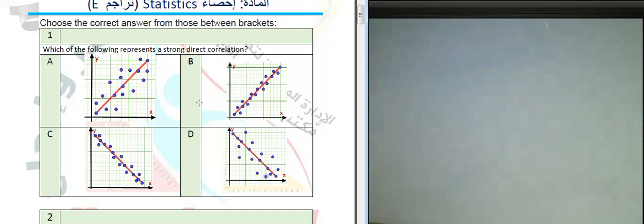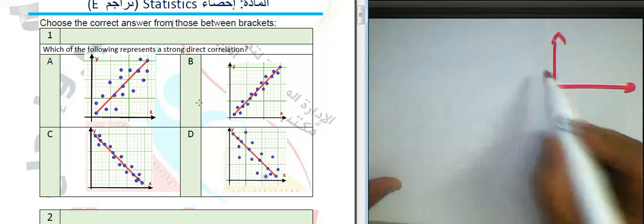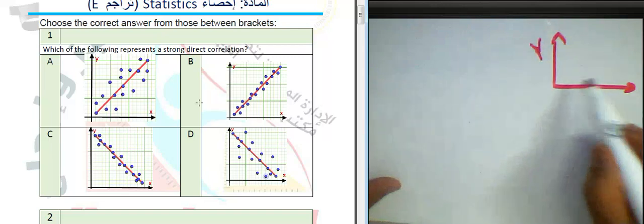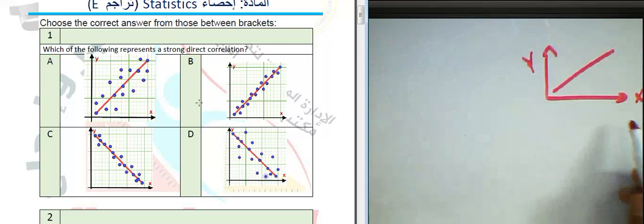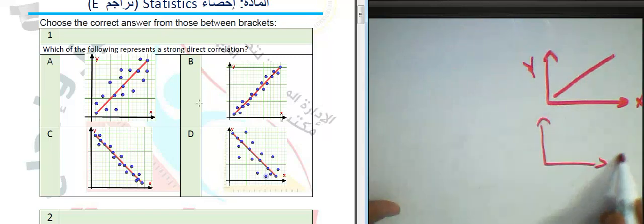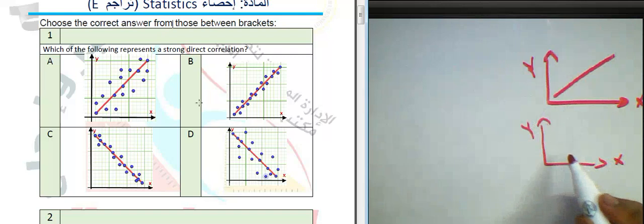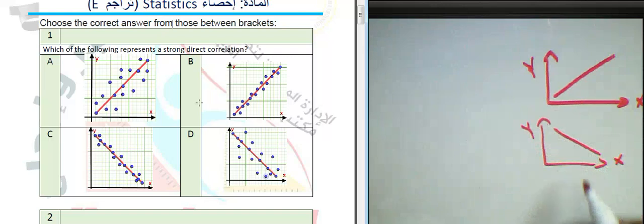Look here. If we draw the relation between y and x, it will be here. It will be what? Direct. We call it direct correlation. But if we draw the relation between x and y and the straight line or line segment in this image, we call it inverse correlation. So in this example, I will choose letter A or B.